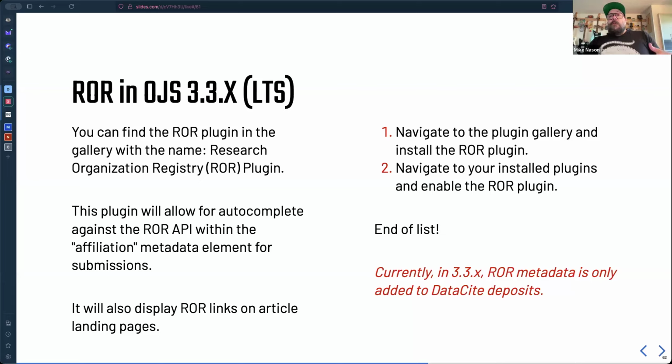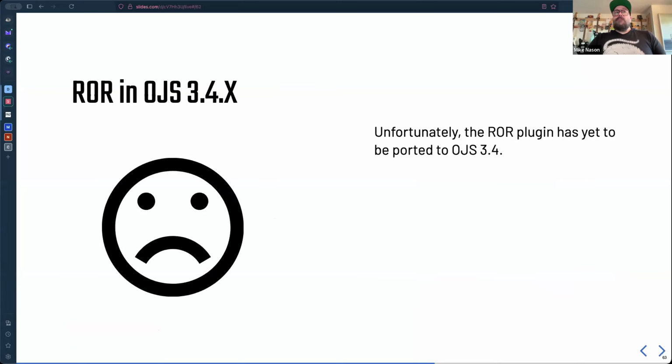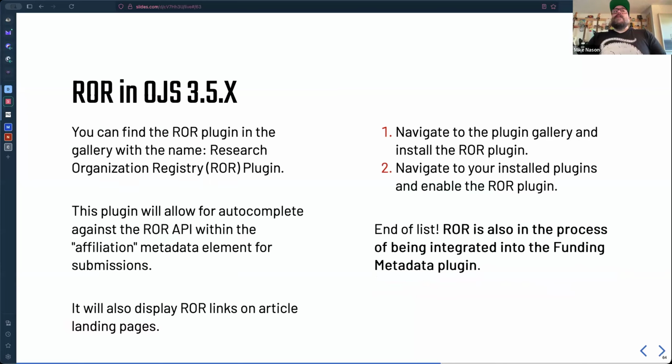So you can navigate to the plugin gallery and install the ROAR plugin. In 3.3, ROAR metadata, I think, is only added to DataCite deposits. It's not added to Crossref deposits in 3.3. The ROAR plugin was not ported to OJS 3.4, but it was totally rewritten for 3.5.